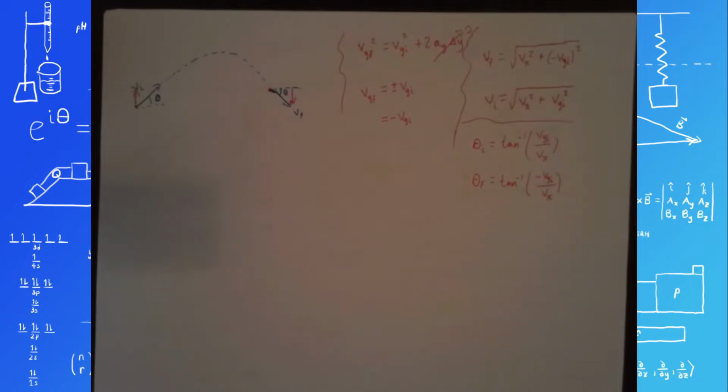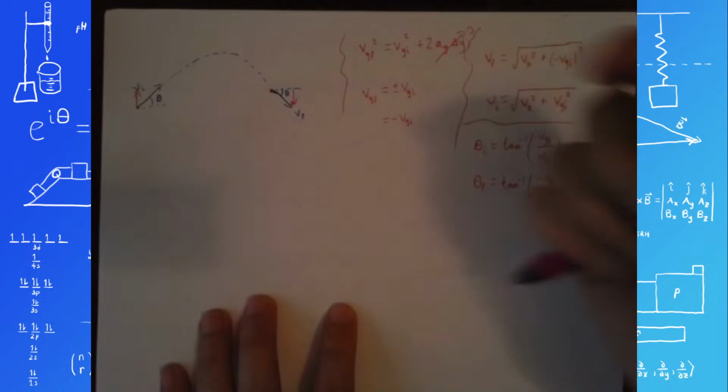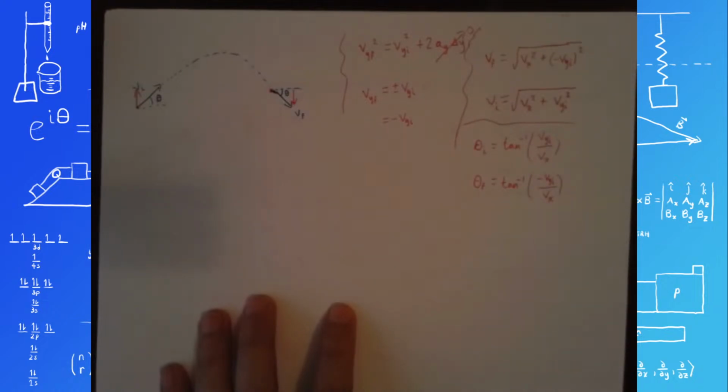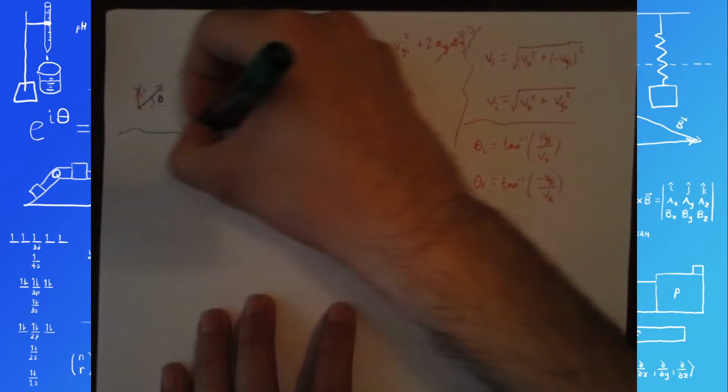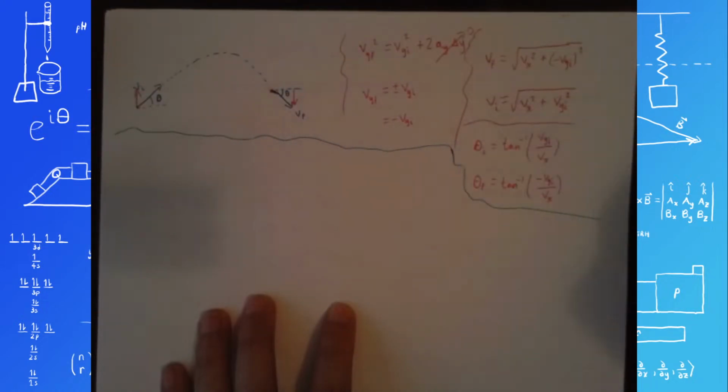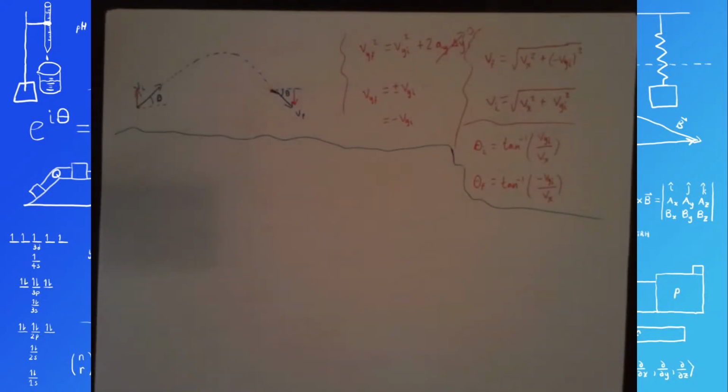Also, the other big thing that we learned from the symmetric case for free fall was that the time to rise equals the time to fall. So let's see if that's still the case here. I mean, it should be, because the time to rise and time to fall are completely dictated by the vertical motion.